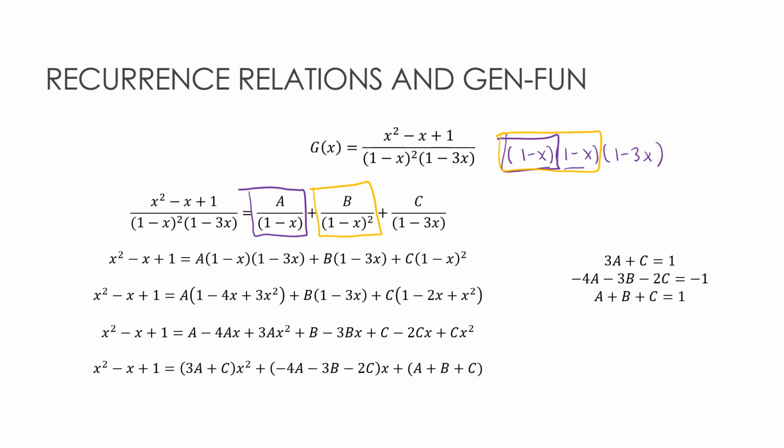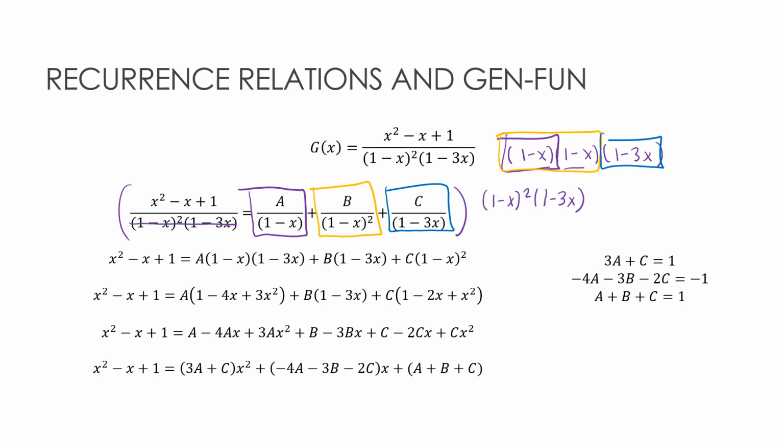And then I've got c over 1 minus 3x. I'm setting that equal to that original function. Now what am I going to do? Well, I don't like fractions, so I'm going to get rid of the fractions by essentially multiplying everything by 1 minus x, quantity squared, 1 minus 3x. So on the left side, that's going to get rid of the entire denominator.